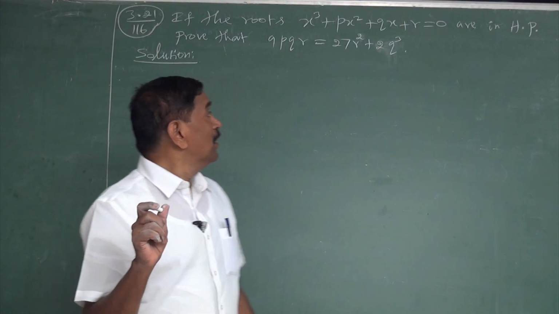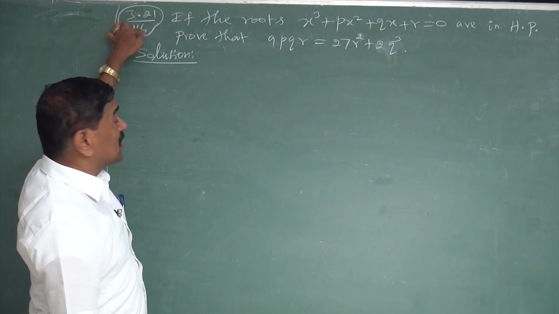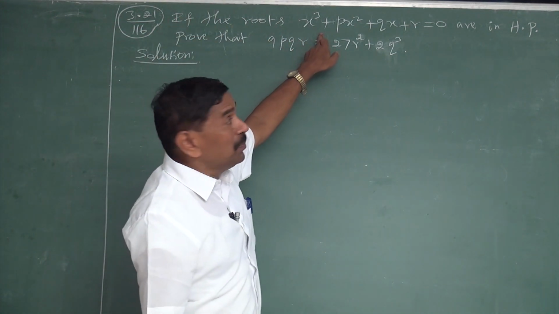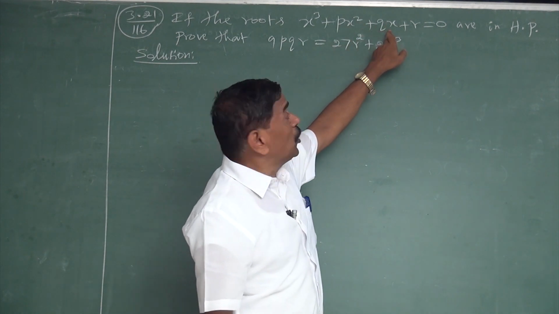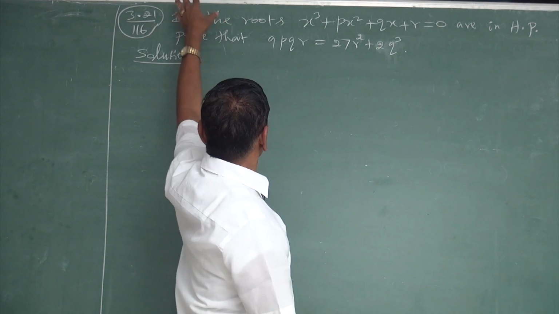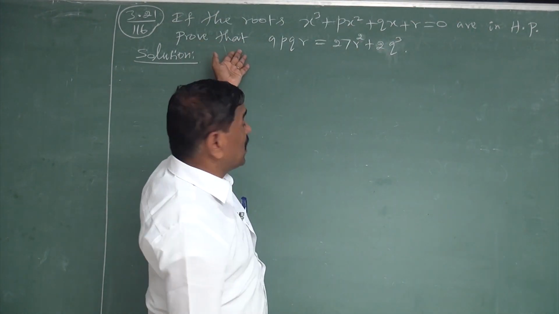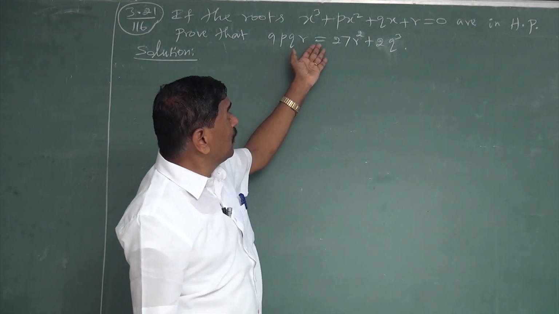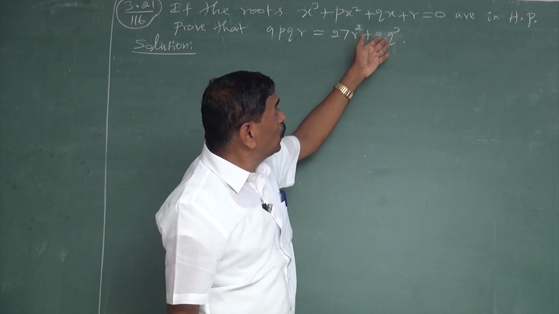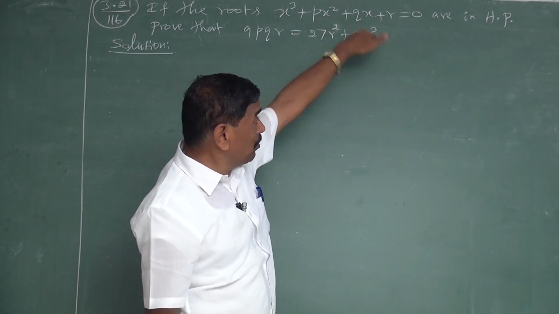Children listen, which is example 3.21 page number 116. First listen the question. If the roots of x cube plus px square plus qx plus r equal to 0 are in HP, listen, if the roots of the cubic equation are in HP, then prove that 9pqr is equal to 27r square plus 2q cube. This result we want to prove. It is a prove that question, answer question paper itself.